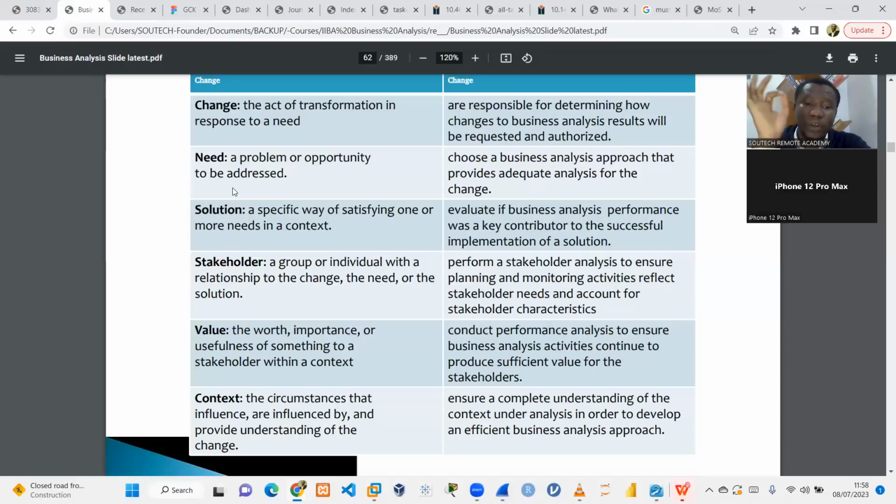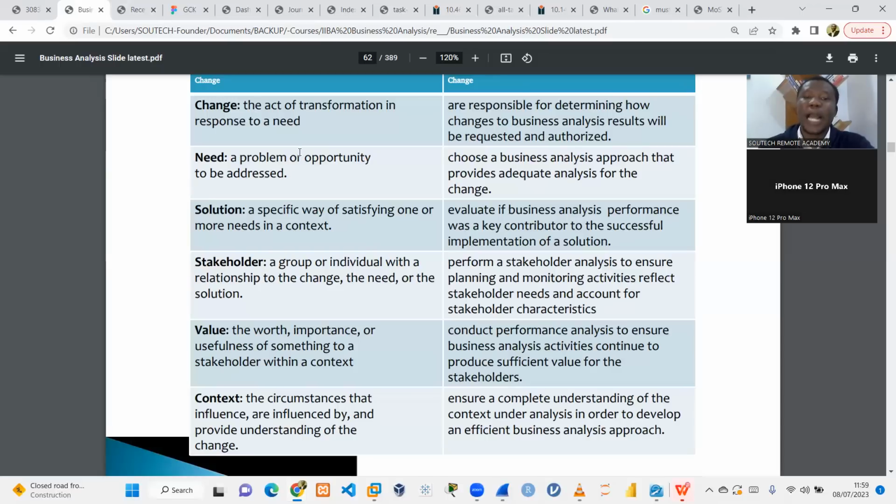Value: the worth, importance, or usefulness of something to a stakeholder within a context. So if you build a website and that website does not translate to sales for the stakeholder, it serves no value. If you build a website that does not translate to ease of procurement or ease of getting value as a user from the company, the company will tell you, don't worry, don't renew it. That's why a staff is going to be told, go home, we don't need you again. Resignation, or we sack you. Why? Value.